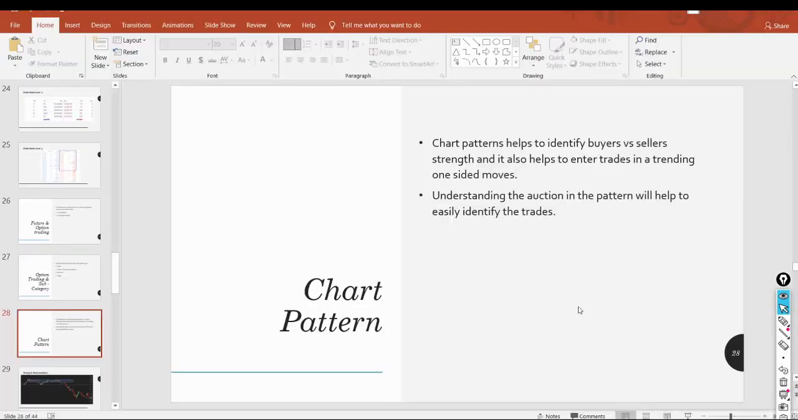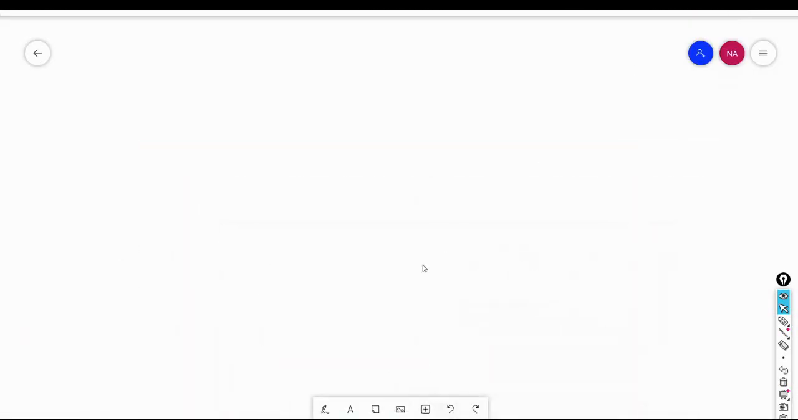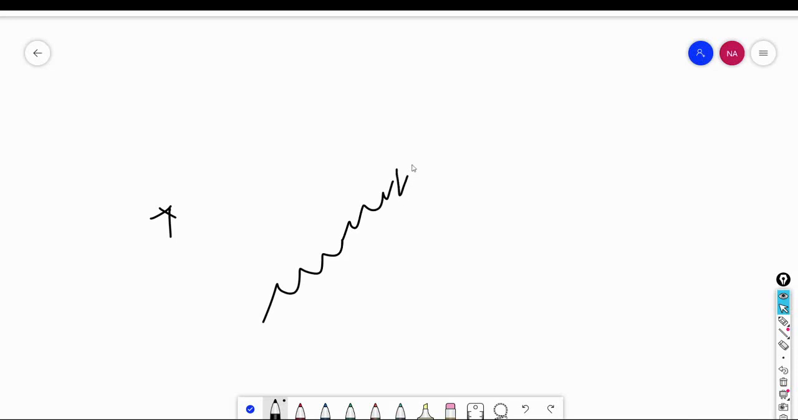So let's start with the first chart pattern. I will use a whiteboard before going to the chart. So let's assume a stock is in an uptrend. The stock is moving in an uptrending auction and suddenly we get a sideways move in the market, or in a stock after an uptrending move we are getting a sideways auction.